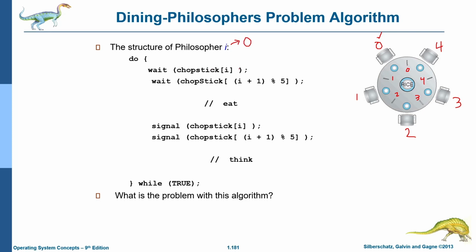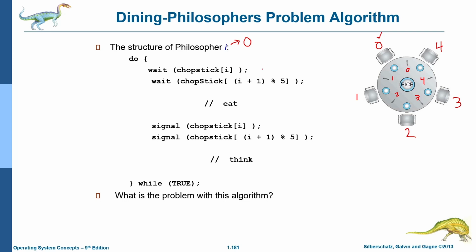Chopstick 0 is a semaphore and you can wait on it. If its value is 1, you decrement the value to 0 and then you can continue. If its value is already 0, then you will have to wait. You will be stuck there. Is this making sense from the ideas of semaphores? Yes, sir.